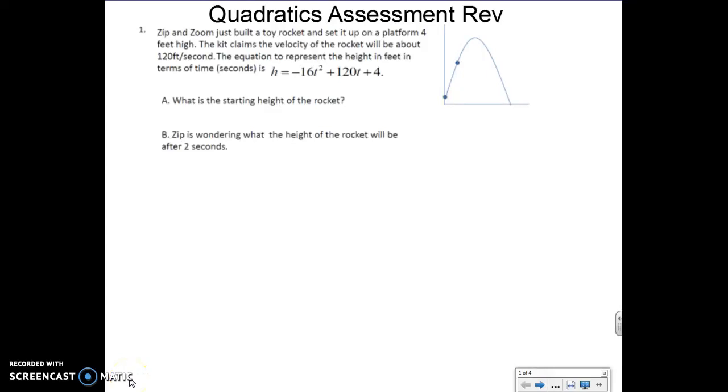We're going over the quadratic assessment review. I'm going to go over questions 1, 2, 7, and 10, which is a good range of what you're going to need to know for the test. All of the questions on the review are helpful, but since they're repetitive, I'm only going to go over each concept once.